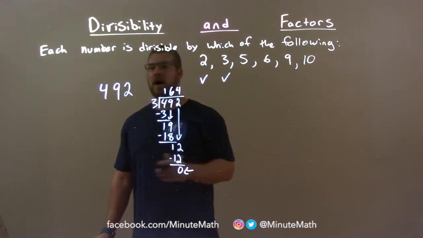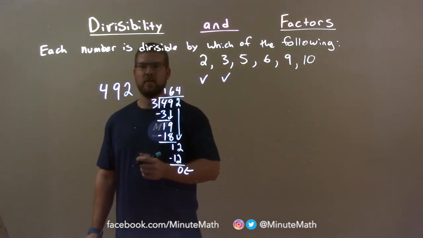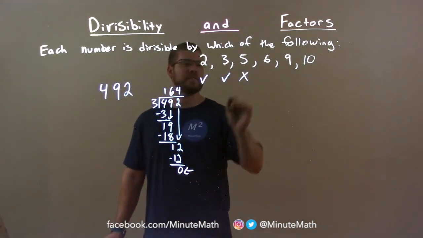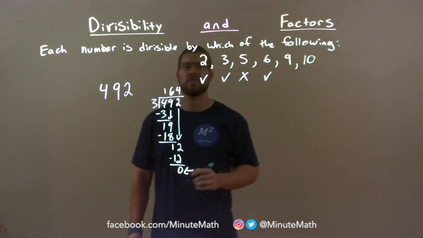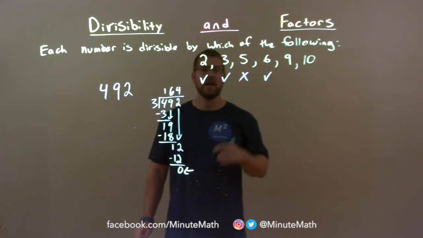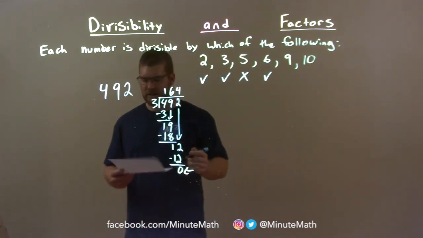Fantastic. Okay, 5. The number does not end in a 5 or 0, so 5 is out. Since 2 and 3 both work, 6 must also work as well. Now we got to check 9. Does 9 go into it?